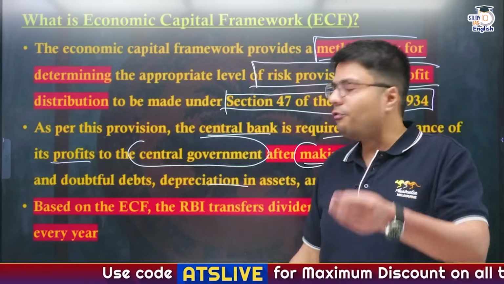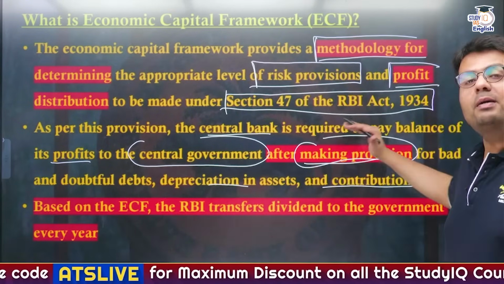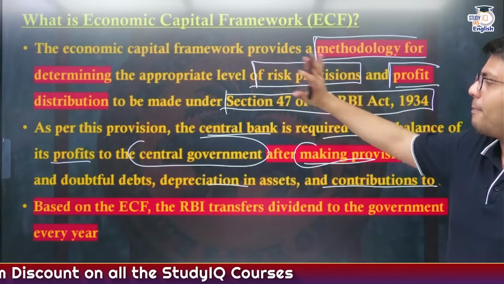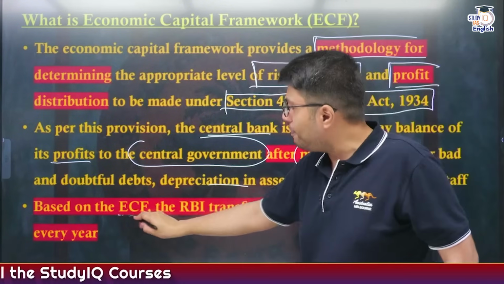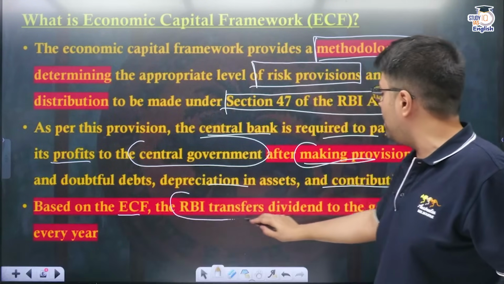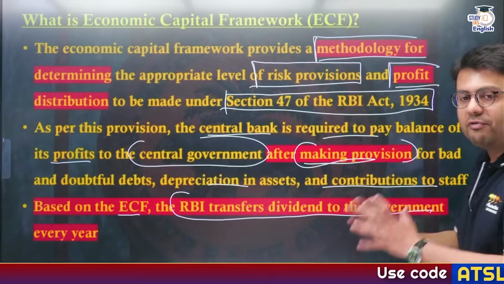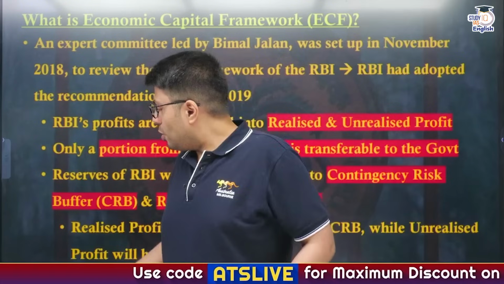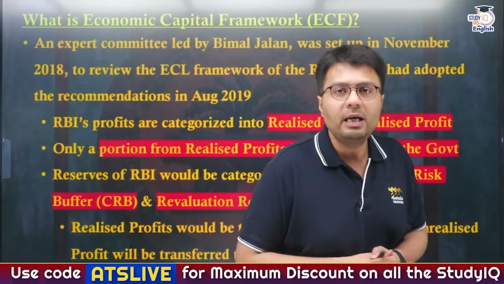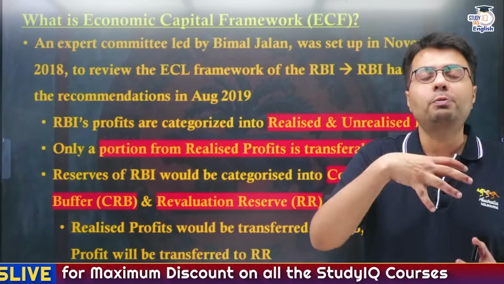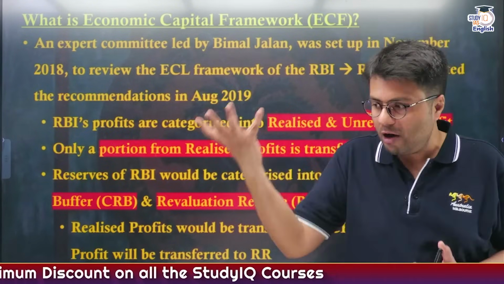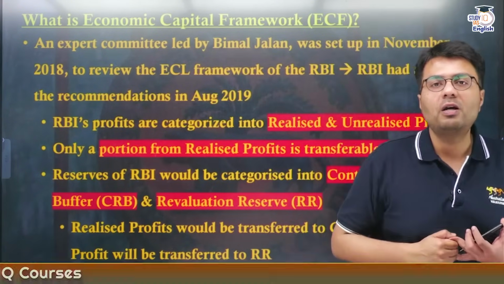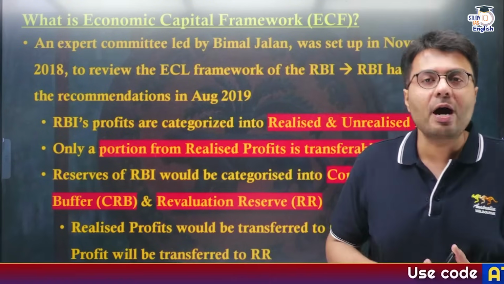And the formula of how much money it should keep aside as provision is decided by the economic capital framework, and it is the economic capital framework based on which RBI transfers dividend to the government every year. Understood? Economic capital framework. Now automatically, if you are the government, you will want RBI to send all of its profit, right? Because you want money.